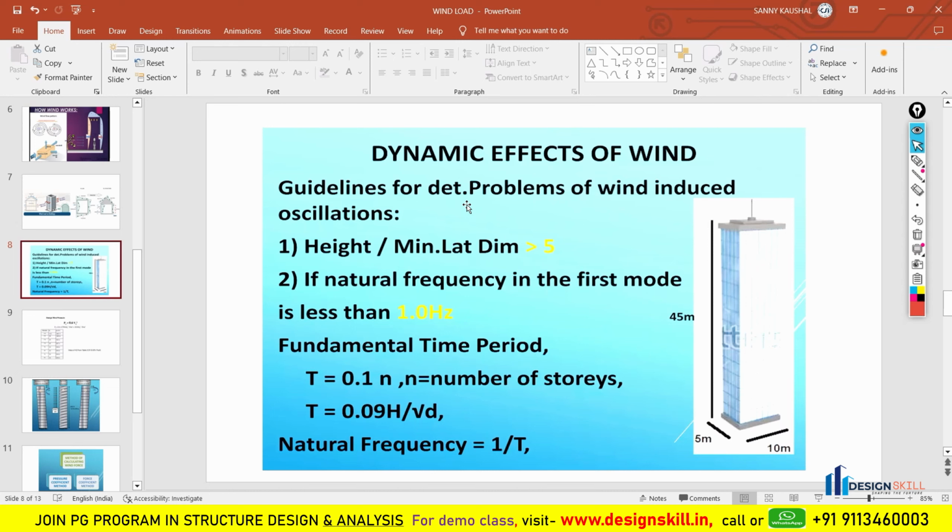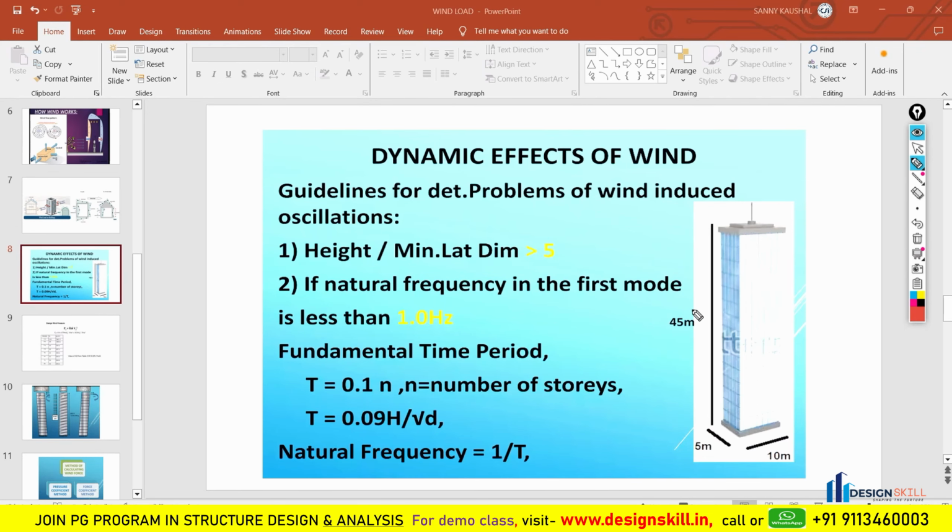In the previous slide I told you that there are two effects of the wind. First is the static effect and second the dynamic effect. Now we will study in which project you require to apply the dynamic effect of the wind. So the first condition here is the height to the minimum lateral dimension: if it is greater than 5, then in that project you require to apply the dynamic wind. So let's suppose that I have 45 meters as the height of my structure.